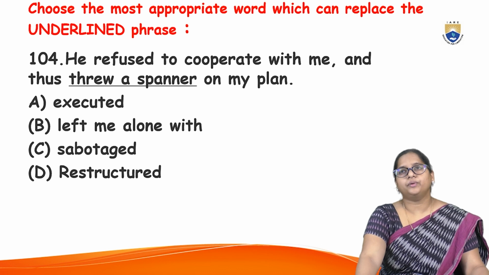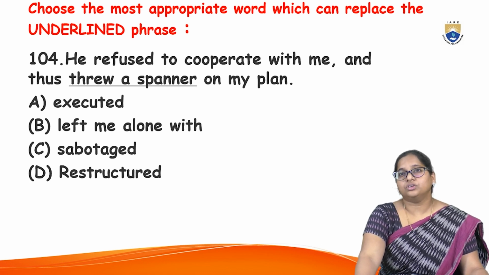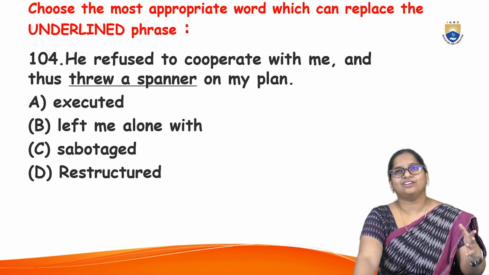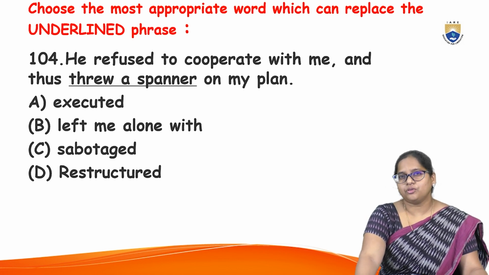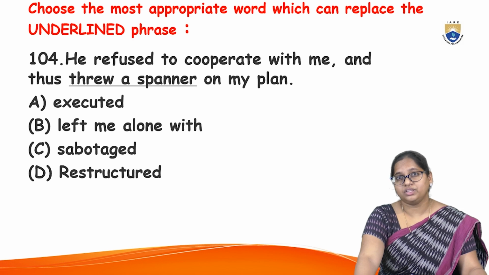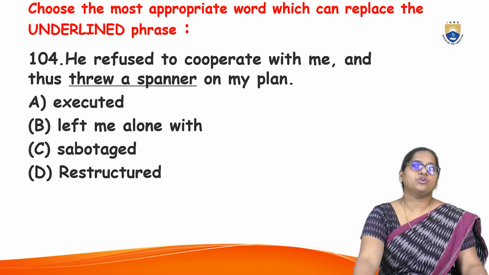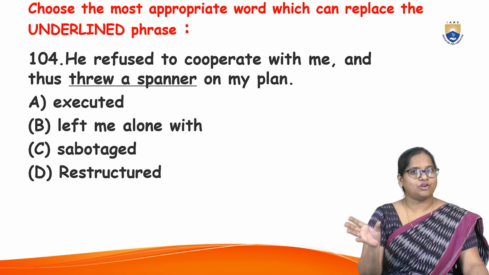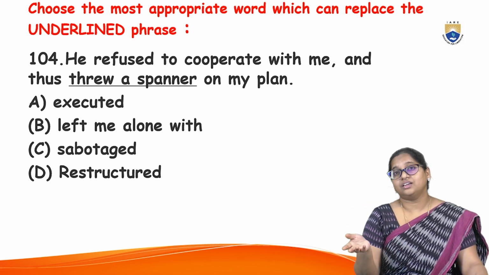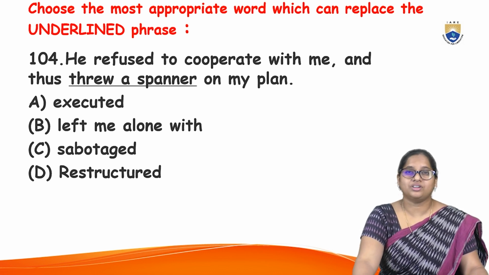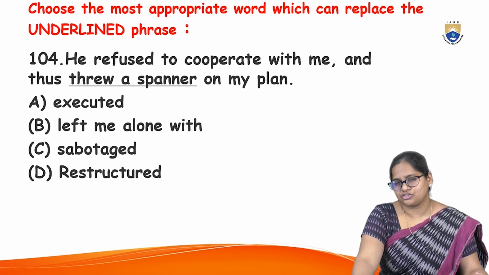He refused to cooperate with me and thus threw a spanner on my plan. Threw a spanner on my plan. Option A, executed. B, left me alone with. C, sabotaged, or restructure. He refused to cooperate with me. That means not very cooperative, and thus threw a spanner on my plan. Throwing a spanner, what is it? It's nothing but just destroying it.